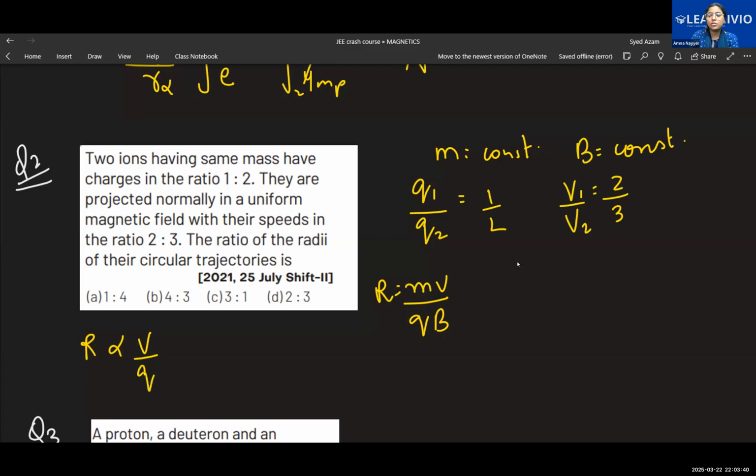So let's take the ratio then. R1 by R2 we need to find out. So R1 by R2 will be, see, first we have velocity, so it will be 2 by 3. And for the charge, it will be reciprocal because it is in the denominator. And here we have 1:2, right? So it will become 2 by 1. So ratio is 4 by 3. Second option. Okay, write this.